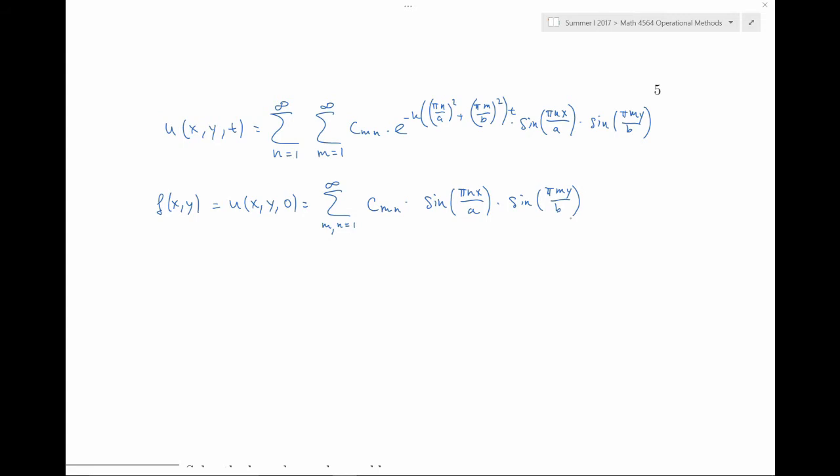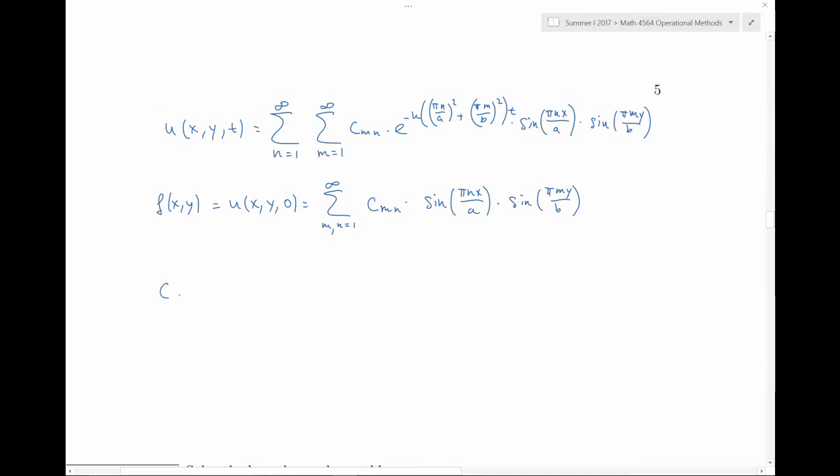And then I should multiply by sine of 5 pi x over a to get rid of all of the things when n is not 5, in our coefficient C with m equals 3 and n equals 5. So basically I will have to do a double dot product to single out C35. To cut down on the lengthy explanation, I'm just going to write the formula.